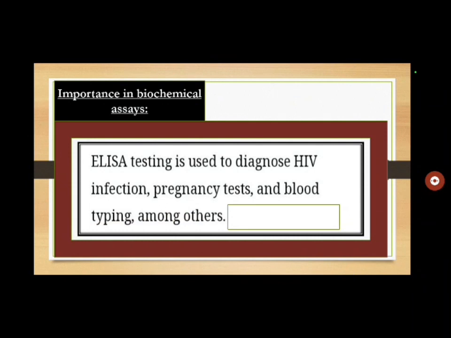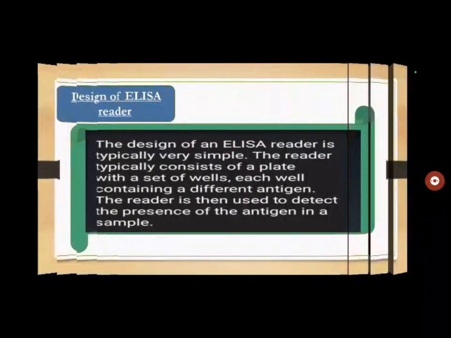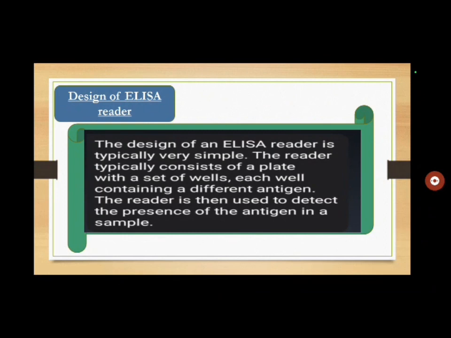Importance in biochemical assays. ELISA testing is used to diagnose HIV infection, pregnancy test and blood typing among others. The design of an ELISA reader is typically very simple. The reader typically consists of a plate with a set of wells, each well containing a different antigen. The reader is then used to detect the presence of the antigen in a sample.